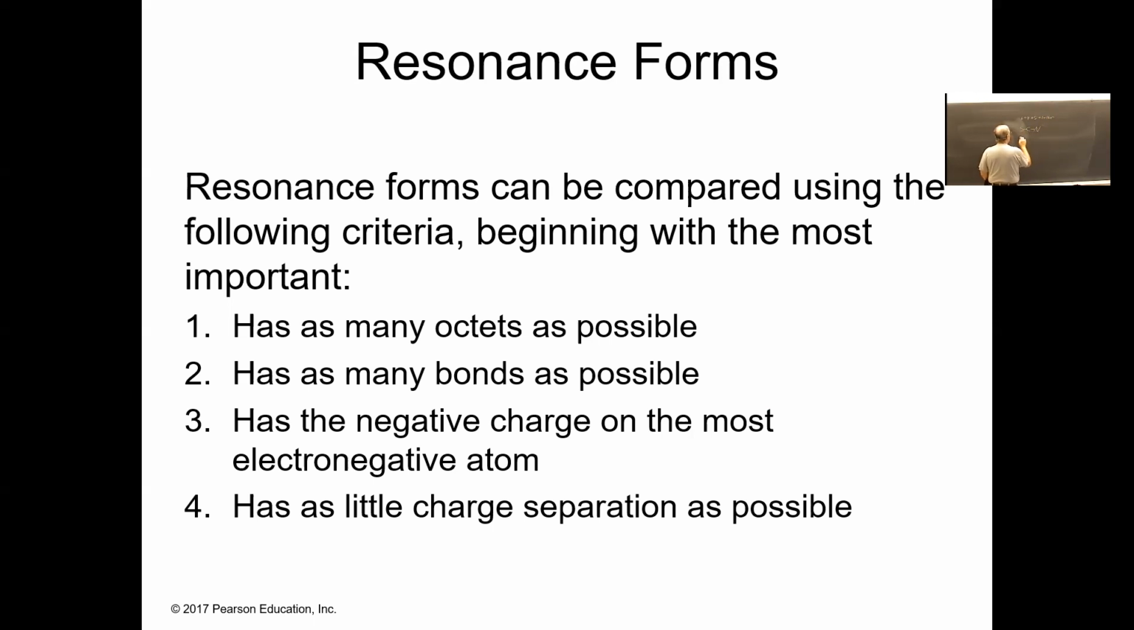So we start out by connecting these with single bonds, and fill out the octets on the outer atoms. The problem here is that carbon doesn't have an octet. In fact, it doesn't even have anything close to an octet. It's only got 4 valence electrons.